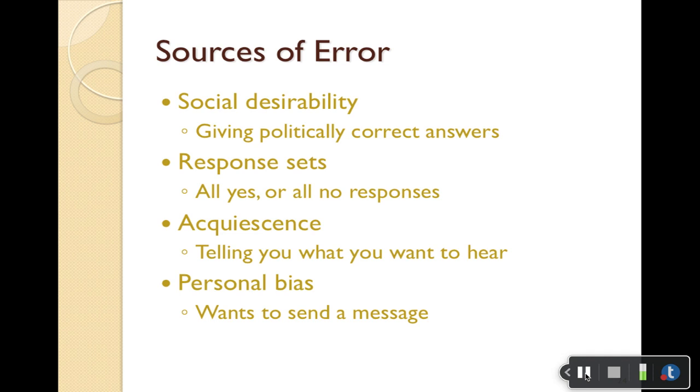The second one here, response sets. So this is when someone goes down and circles all sevens on something without even reading the questions, and you have no variability in that case, which is a source of error. Acquiescence is when they're telling what they think you want to hear, so kind of related to social desirability. And then the last one is personal bias. So someone might be wanting to send a message, or they're trying to skew your data or influence it in some way, shape, or form. So there's all these rooms for error, in addition to people maybe just not paying attention.